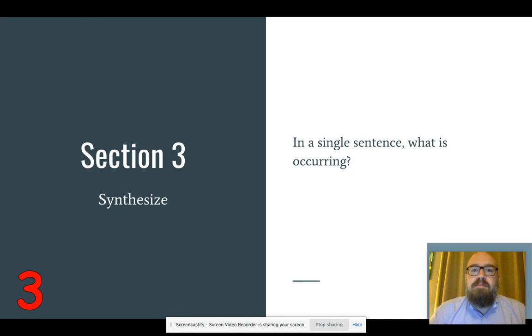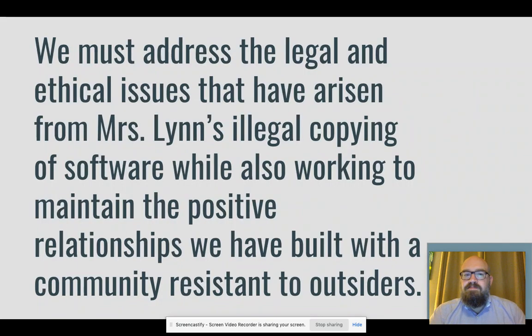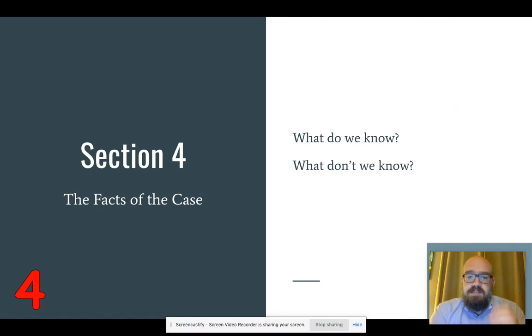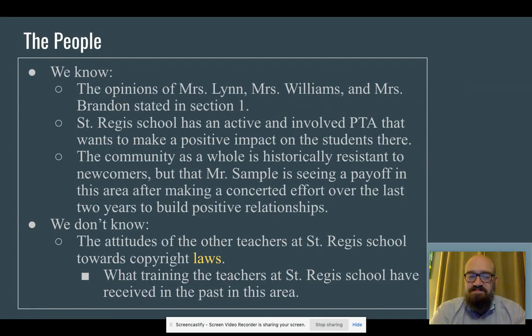So then, just in a single sentence, what is the situation that we're facing? At this point, we must address the legal and ethical issues that have arisen from the illegal copying of software, but at the same time, we also must work to maintain the positive relationships we've built with a community that is resistant to outsiders. So what do we know and what don't we know? It's always important to take a moment and assess that.